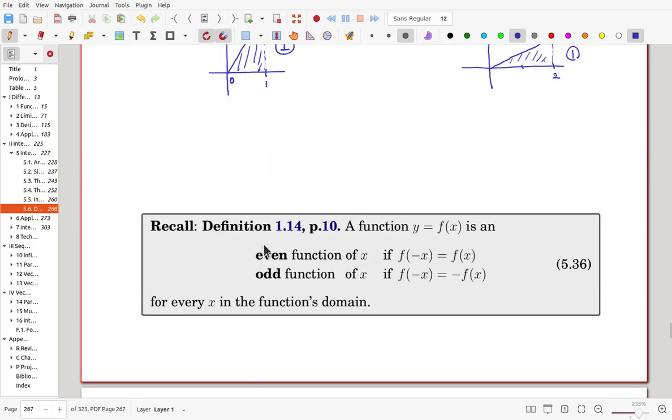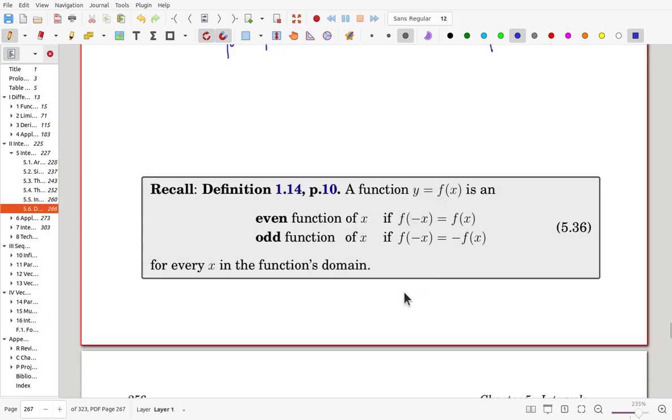Okay, let's recall here. Earlier in calculus 1, you learned that a function is even when f at minus x is the same as f of x, and odd if f of minus x is minus f of x. That means an even function is symmetric with respect to the y-axis. Pictorially, the value at x and the value at minus x are the same. If it is positive here, then there is the same height, so if it has this shape, then the right side has the same shape, reflected with respect to the y-axis.